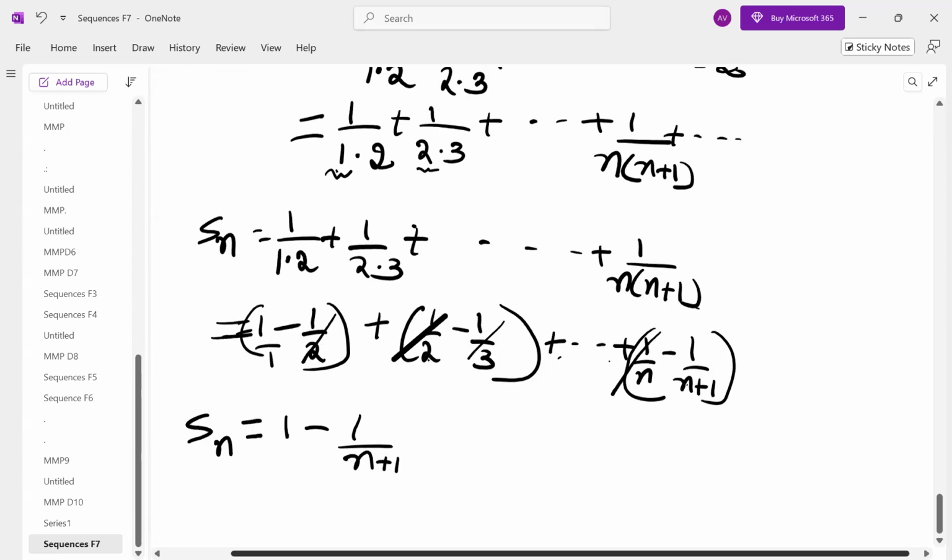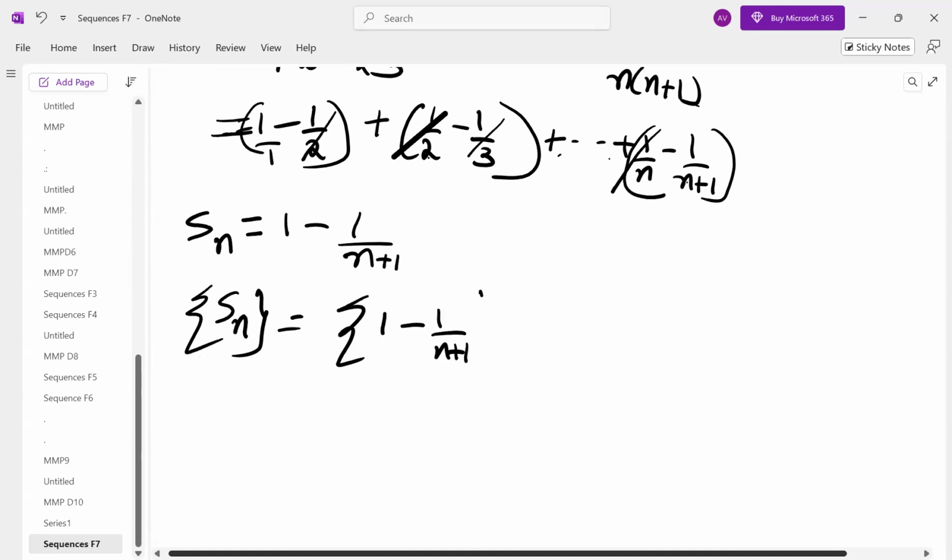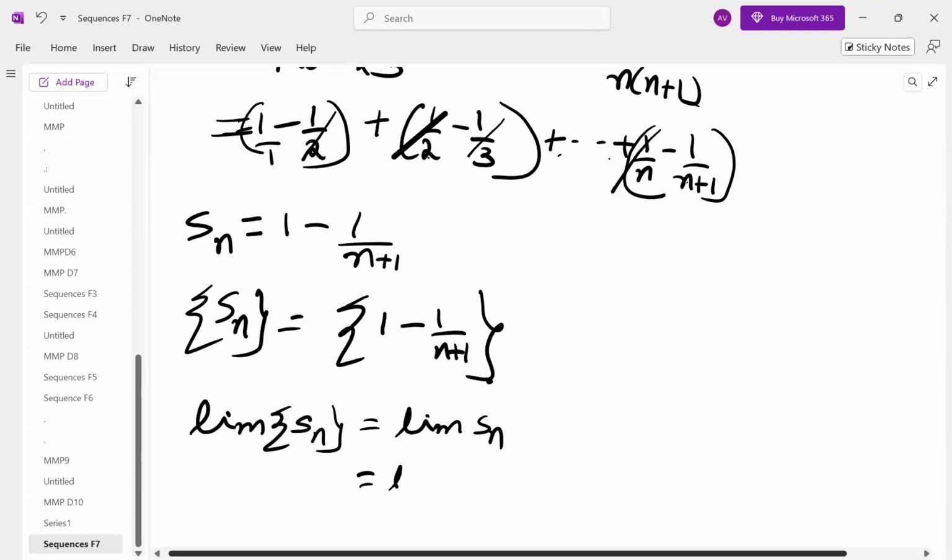Now we have to formulate the sequence formed by this. This is nothing but 1 minus 1 by n plus 1. Now the limit of the sequence is the limit of the nth term, which is limit of 1 minus 1 by n plus 1. As n tends to infinity, n plus 1 is infinity, and 1 by infinity is 0, so the limit is finite and unique.